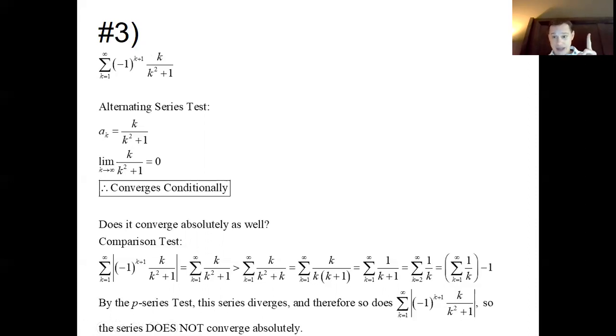Okay. Now, does it converge absolutely? Remember, that means I care about the same exact pattern, but I don't care that it's oscillating up and down and stuff like that. Well, let's see here. Let's do the comparison test on this. We haven't done that for one very much.